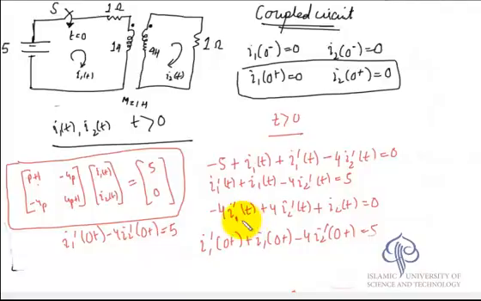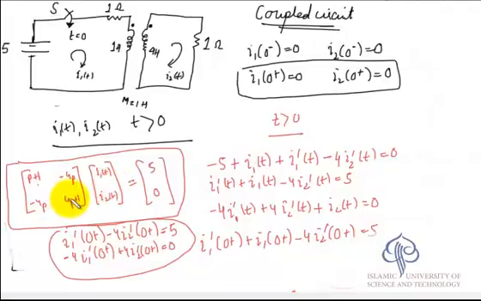This is one equation. The second equation you get here: minus 4 I1 dash 0 plus 4 I2 dash 0 plus is going to be 0. So minus 4 I1 dash 0 plus 4 I2 dash 0 plus is equal to 0. These two equations will give us the values for I1 dash 0 plus and I2 dash 0 plus. So we have the differential equation system, and we have the initial conditions. So the pattern of the problem is similar.